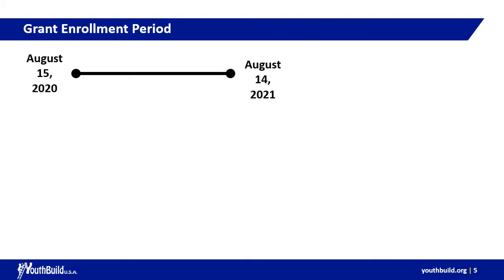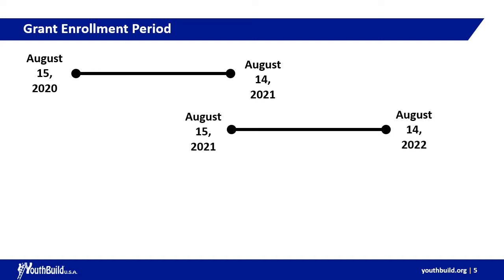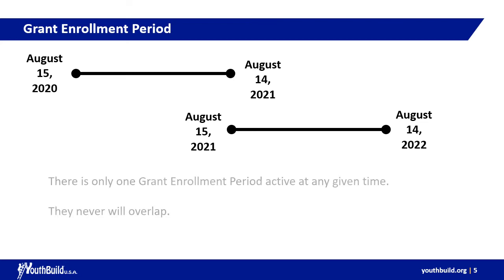Grant enrollment periods will never overlap. Here we see that when August 14th, 2021 rolls over to August 15th, 2021, the 2021 enrollment period ends and the new one begins for the new grant year, in this case 21-22. There will be only one grant enrollment period active at any given time.